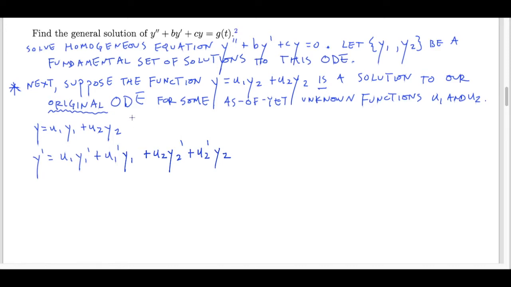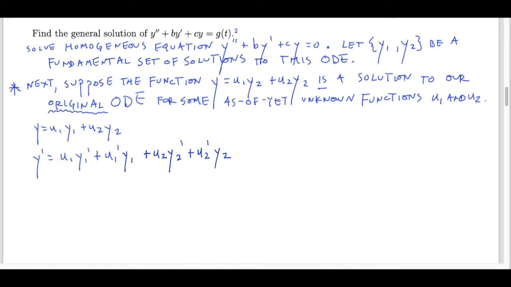Here I've reminded myself of the function y. I've calculated its derivative. Since both u1 and y1 are functions, I need to apply the product rule appropriately. And already this is starting to be a little messy, because I've got just the first derivative here and I've got 4 terms that I'm going to have to keep track of. When I take the second derivative, each of those terms will double, so I'll have 8.